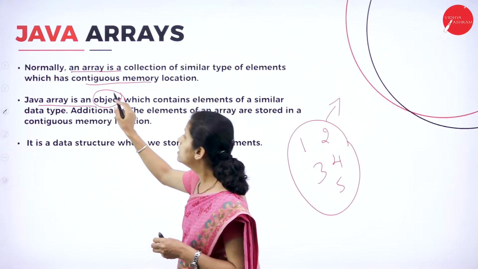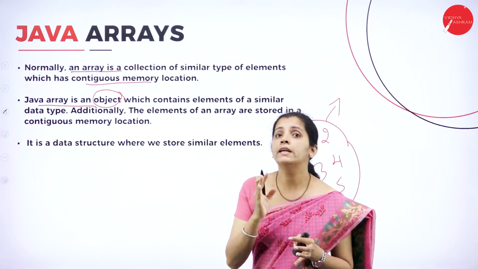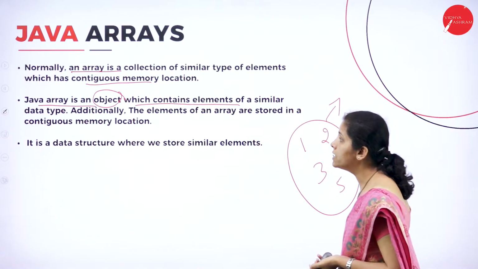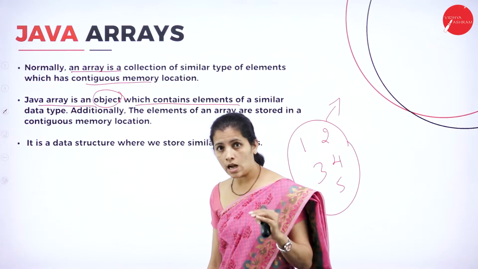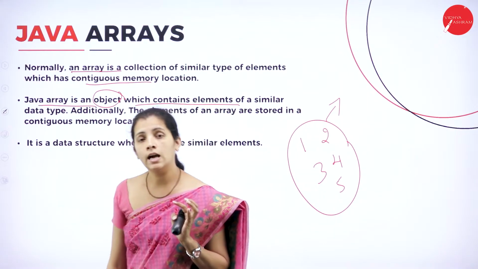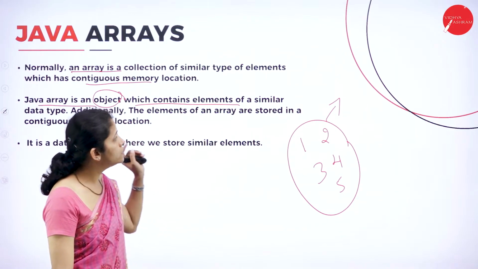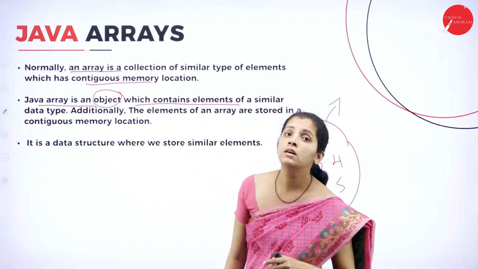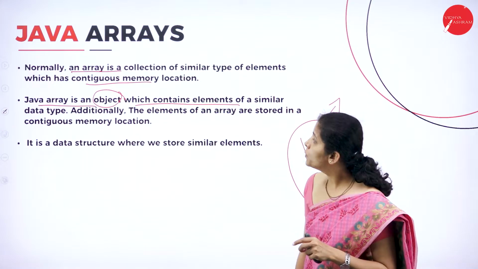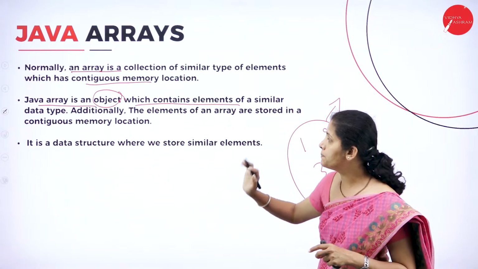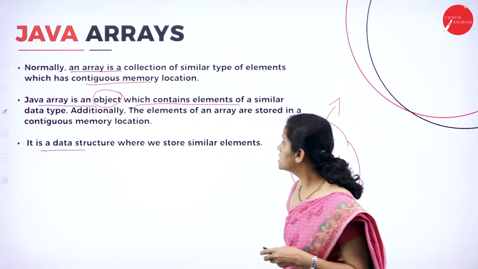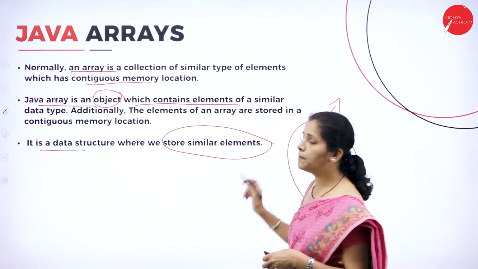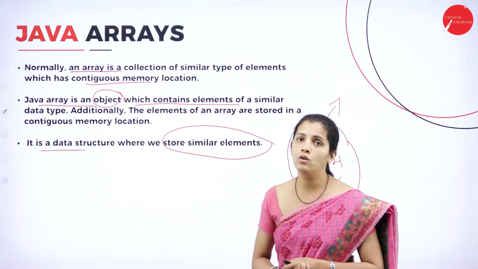Please remember here, in Java, arrays are also treated as objects which contain elements of a similar data type. So, in Java, an array is nothing but a collection of objects of the same kind or same type, and all the elements are grouped with respect to the object name. It is a data structure where we can store similar kind of elements.